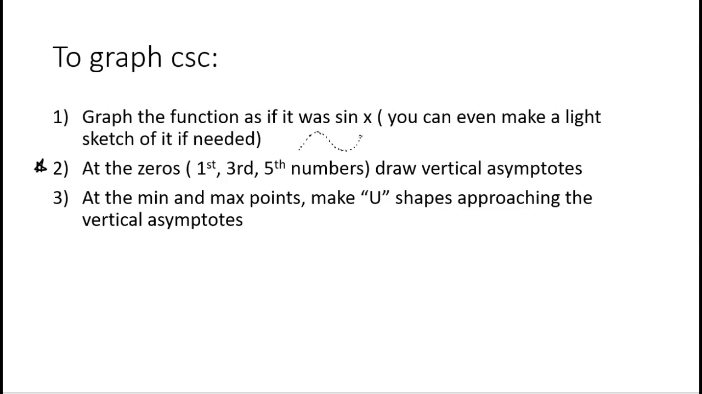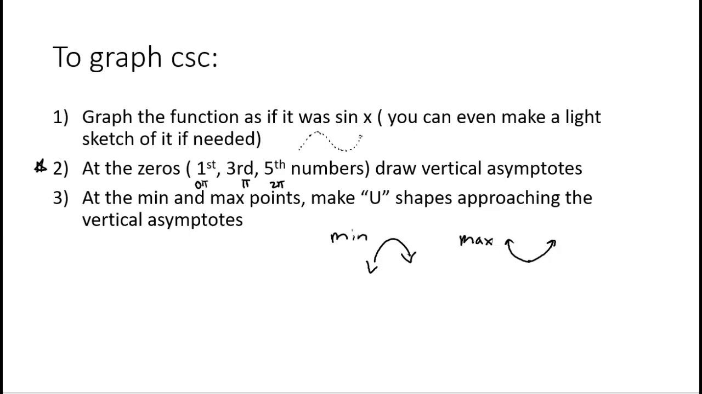And this is important: at the zeros, aka the first, third, and fifth numbers, that's where we're going to draw our vertical asymptotes. Because the first number will be at 0, the second number is always at pi, and the third number, or the fifth number, is at your 2 pi. So again, that's where sine gives you 0, which means its reciprocal is undefined. And then finally, at the minimum and maximum points, you're going to make U shapes. At minimum, it's going to go down, and at maximum, it will go up. Okay, so max, you're happy. Minimum, you're kind of sad. You're going down.